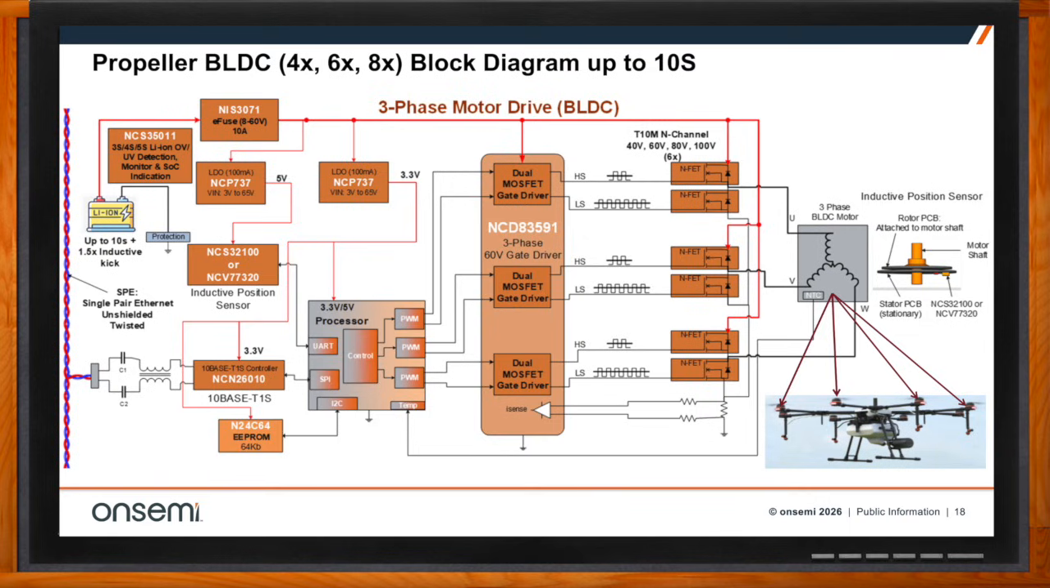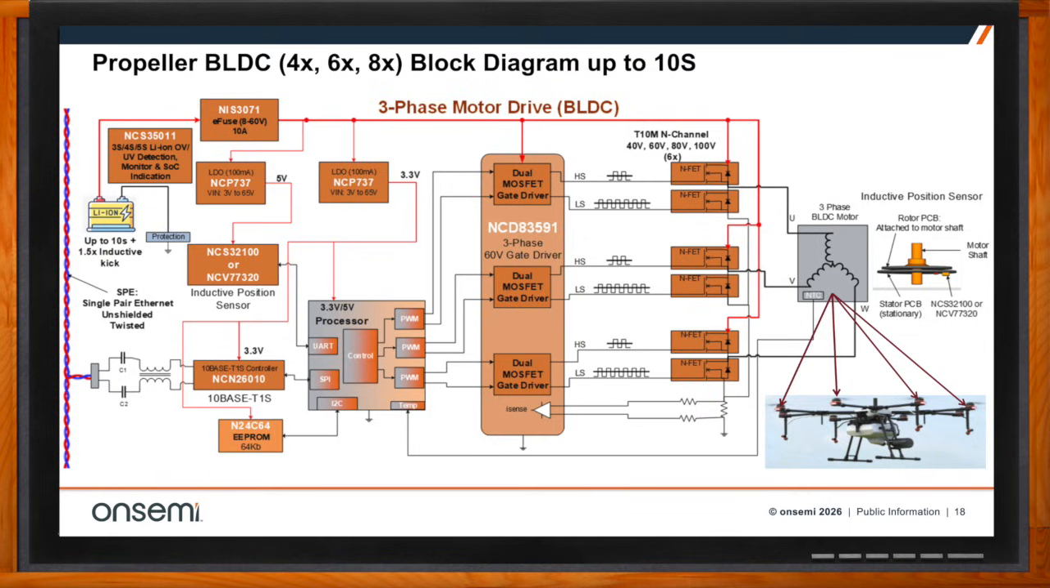We also have a double EEPROM down there, the N24C64, and above, we have the protection that we mentioned earlier, as well as 2 LDOs, the NCP737s. Those are newer LDOs. We just released those a few months ago. And those take a wide input of 3 to 65 volts to power the inductive position sensor, as well as the processor and the 10BASE-T1S.